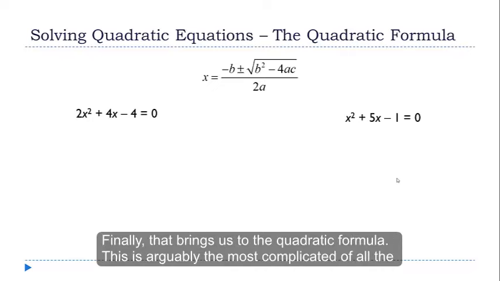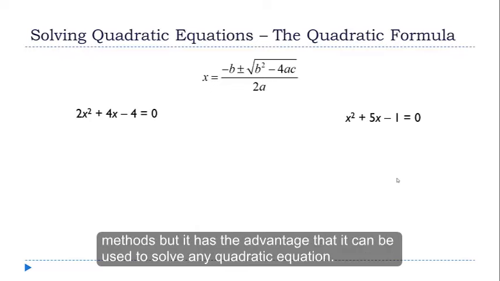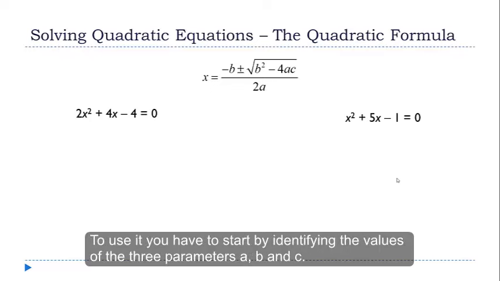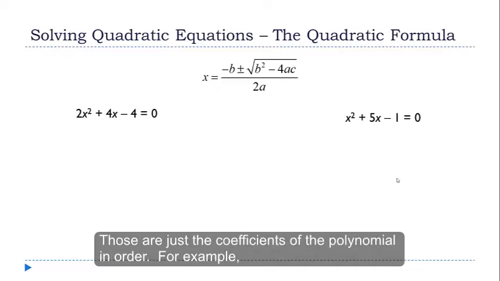So finally, that brings us to the quadratic formula, and this is arguably the most complicated of all the methods, but it has the advantage that it can be used to solve any quadratic equation. So to use it, you have to start by identifying the values of the three parameters, a, b, and c. And those are just the coefficients of the polynomial in order.